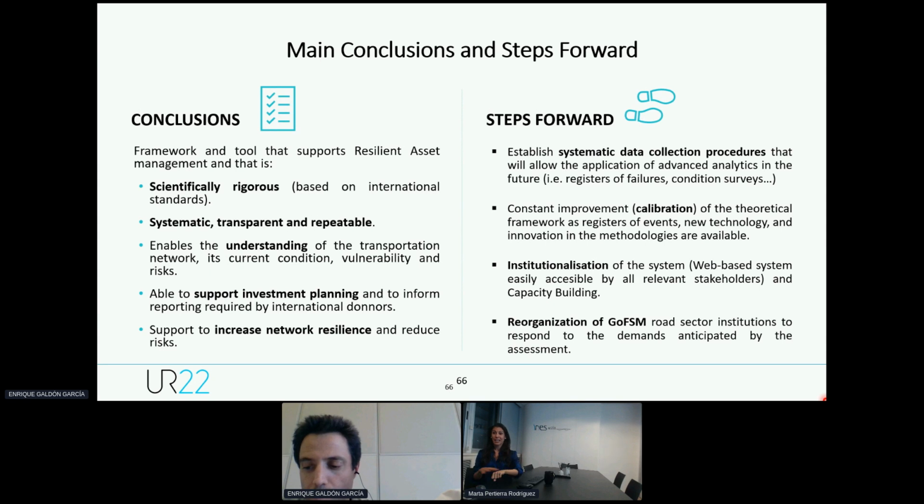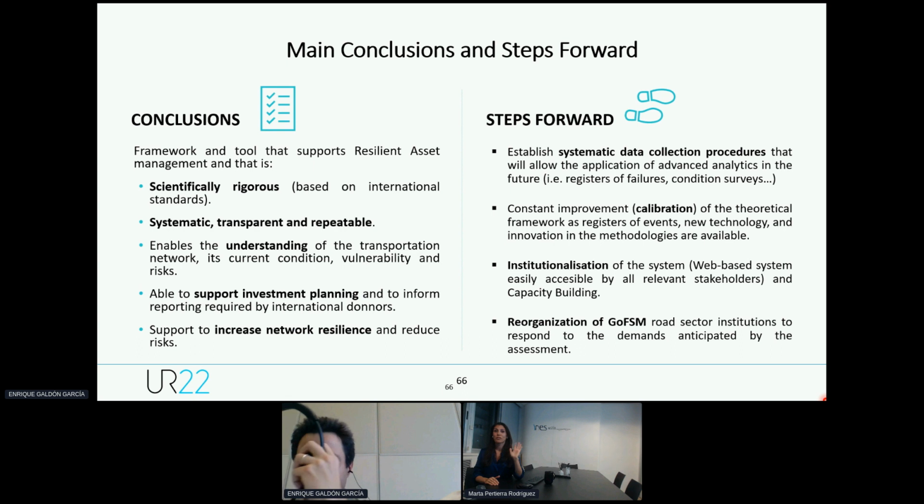Okay, so as I have now 4 minutes left, and I think that David wants to conclude the session, this is just very quickly some conclusions. The methodology that we are using is scientifically rigorous, based on international standards, systematic, transparent, and repeatable. So we have done it with road assets, but it could be done with any other asset of the country. It also enables the understanding of the network and where the vulnerability is coming from. Where are your weaknesses in terms of road management? It also supports investment planning and in the end increases the road network resilience.